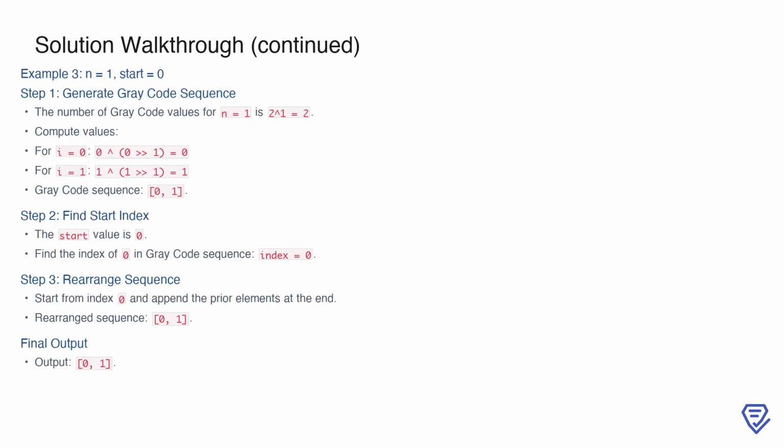Finally, consider the third example where n equals 1 and start equals 0. Here, the total number of gray code values is 2^1 equals 2. Using the formula i ^ (i >> 1), we calculate the values. For i equals 0, we find 0 ^ 0 equals 0, and for i equals 1, the result is 1 ^ 0 equals 1. This gives the sequence 0, 1. Since the start value is 0, we locate its index, which is 0. Rearranging the sequence starting from this index, we obtain 0, 1. Thus, the final output for this example is 0, 1.